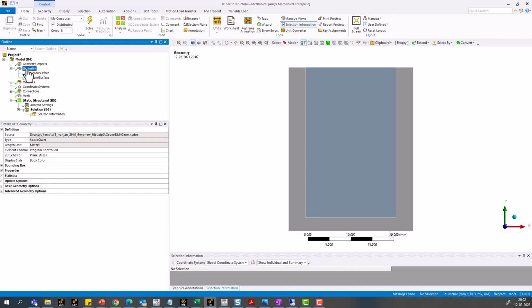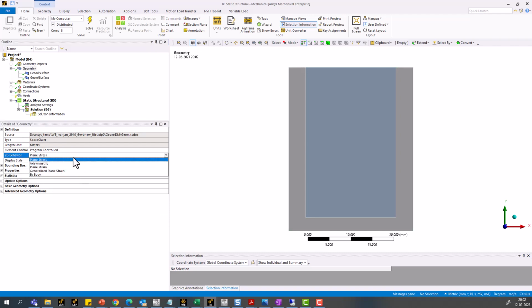So if I'm going to click on this geometry tab, I can see the 2D behavior that we are using for this problem is plane stress behavior. Okay, so one thing is confirmed that we are going with the plane stress assumption.